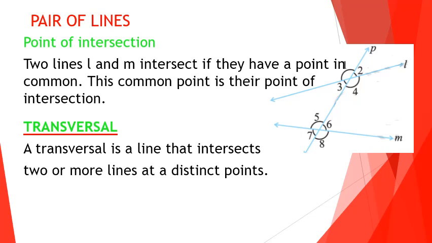When two lines are intersected by a transversal, then 8 angles are formed. Look at the figure. I have marked here 1 to 8. That is the angles.